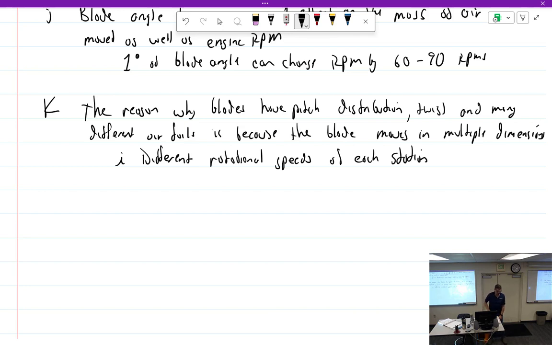I'm gonna swing this around like big time. So if it's going around, right? It's all the same per minute, but one piece of the propeller, the outer edge, is going a lot faster in miles per hour than the inside.